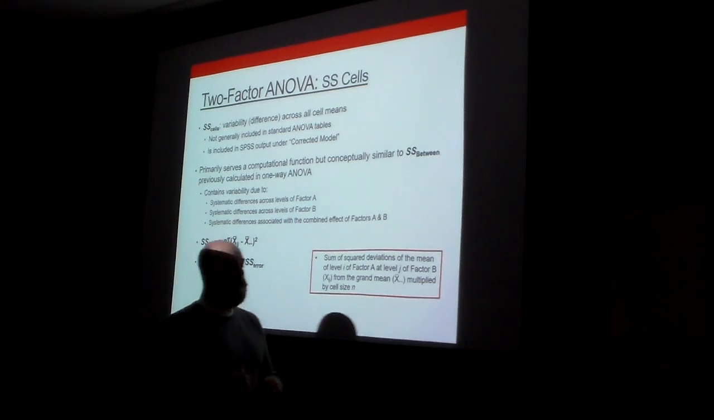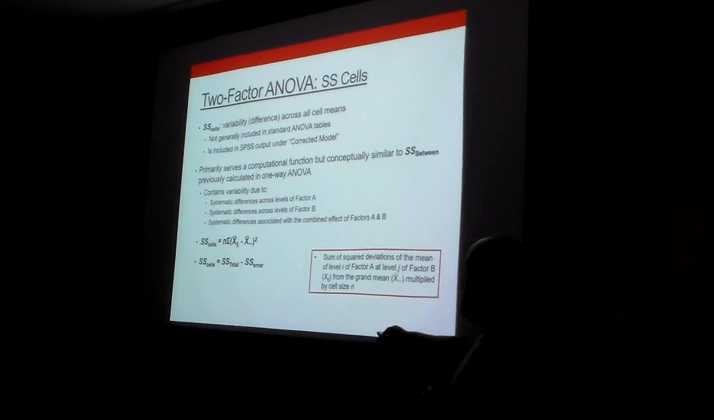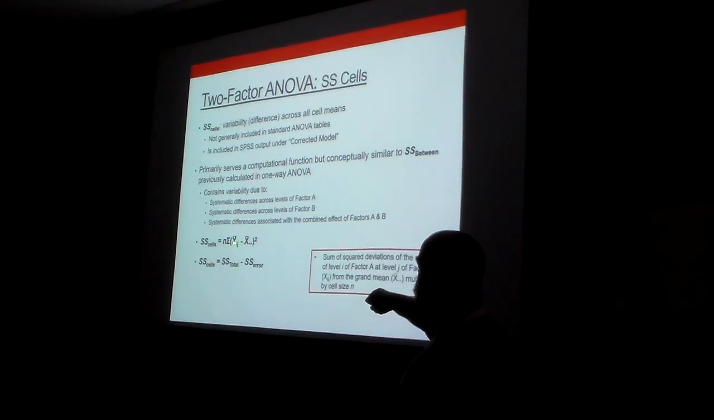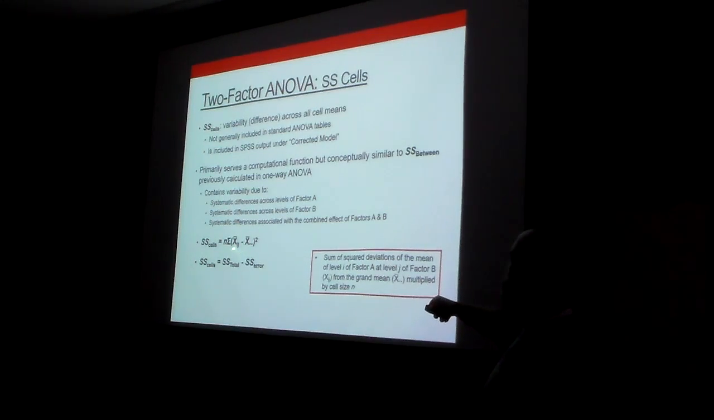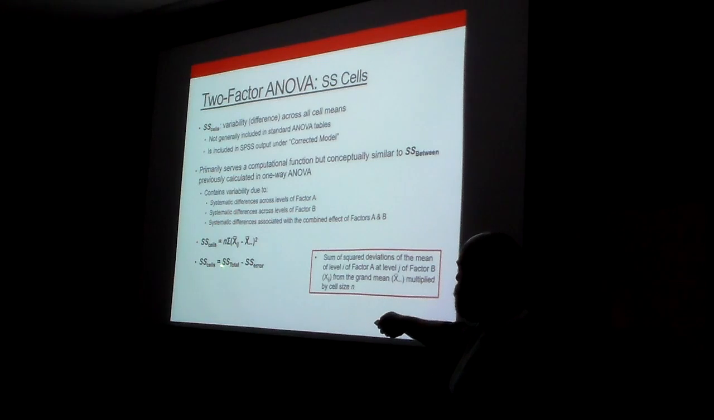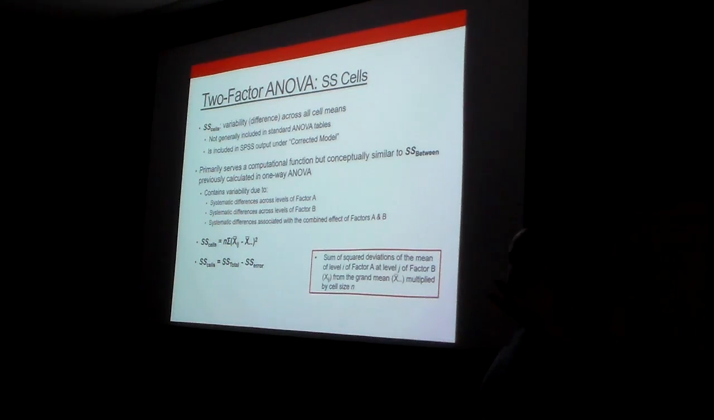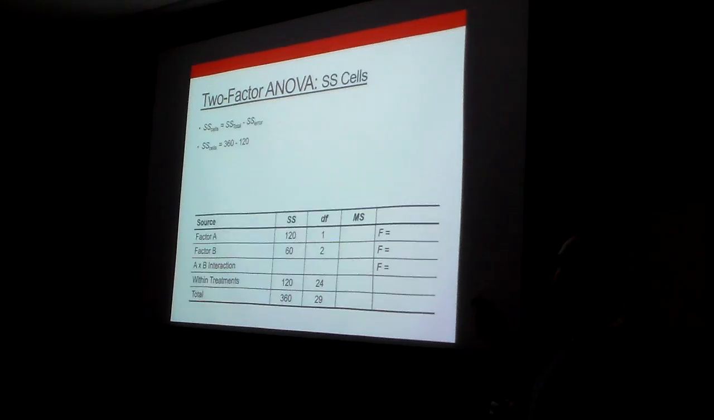Sum of squares cells is calculated conceptually as the sum of the squared deviations of the mean at level I of factor A and level J of factor B minus the grand mean, multiplied by your cell size. We can also get sum of squares cells as sum of squares total minus sum of squares error. We have our total variability, and we subtract variability due to error. All that's left is the systematic variability that is going to get divvied up into different areas. So sum of squares cells here is sum of squares total minus sum of squares within, which is 360 minus 120. It's essentially the sum of these three.